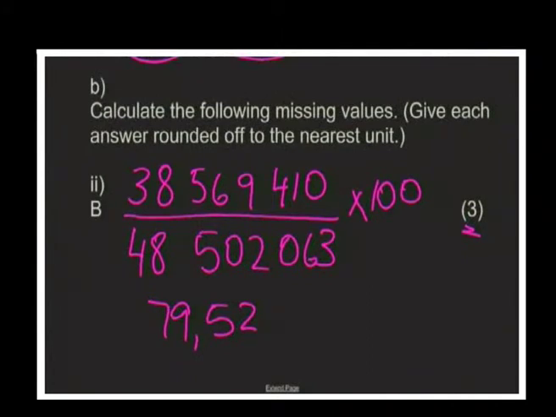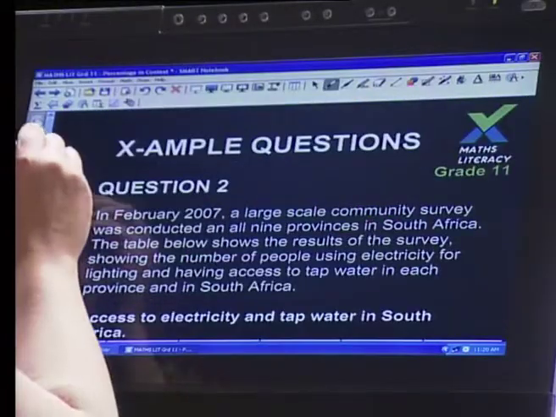Reading the question though, the question says give each answer rounded off to the nearest unit. So I need to round this to the nearest unit, which makes it 79.5. We'll round up to 80%. Be careful of those little marks where they tell you how to round it, because normally there's a mark allocated for that, and those are the marks that you sometimes tend to lose. I've answered the question, you knew what you were doing, and you move on to the next question. Don't forget, go back, reread the question, because it's often those little things that you tend to miss out. So let's move on to the next part of the question.